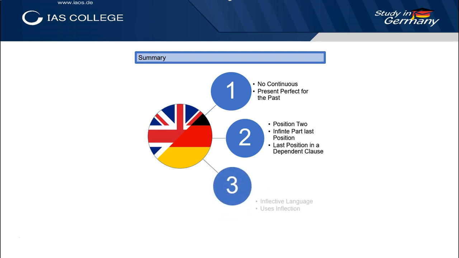German is an inflective language that changes articles or nouns in order to be either a subject or an object.